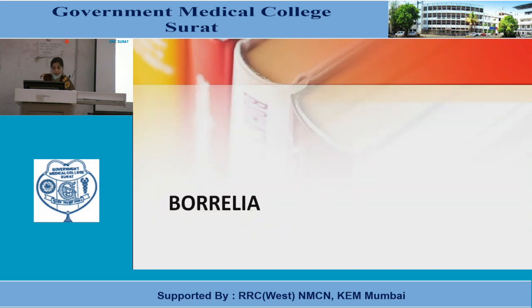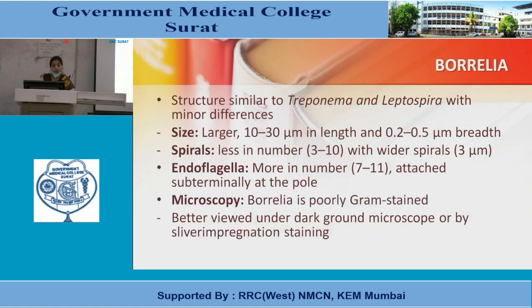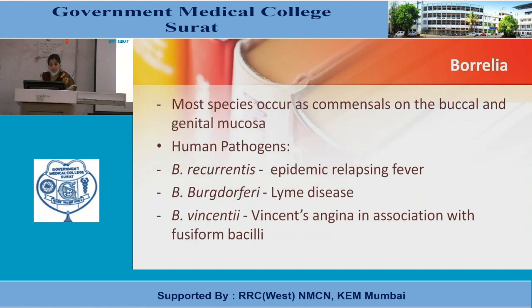Next is Borrelia. Borrelia has a structure similar to Treponema and Leptospira with minor differences. Size is larger, 10 to 30 micrometers in length and 0.2 to 0.5 micrometers in breadth. Spirals are fewer in number, 3 to 10, with wider spirals of 3 micrometers. Endoflagella are more in number, 7 to 11, attached subterminally at the pole. Microscopically, Borrelia stains poorly with Gram stain, so it is better viewed under dark ground microscopy or silver impregnation staining methods. Most species occur as commensal cells on the buccal and genital mucosa.